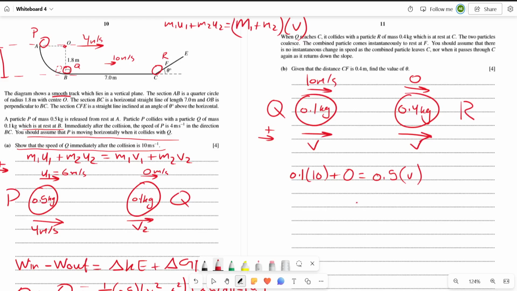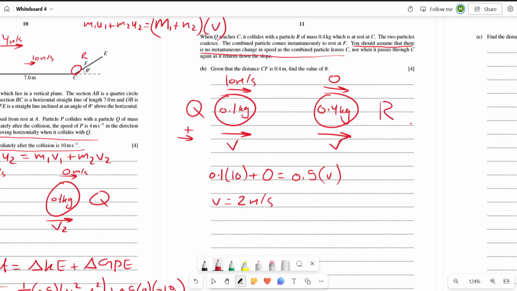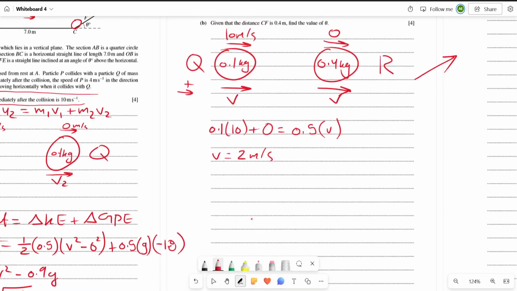So from here I can find this velocity v is going to equal 0.1 times 10 is 1. 1 divided by 0.5 is going to be basically 2 meters per second. So the velocity after the collision is going to be 2 meters per second, and due to this part we're going to assume that this is also going to be the initial velocity it has when it's going up the plane. Okay, so now we know that v is 2 meters per second.